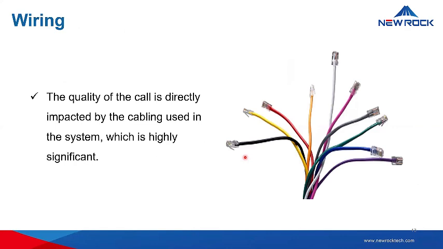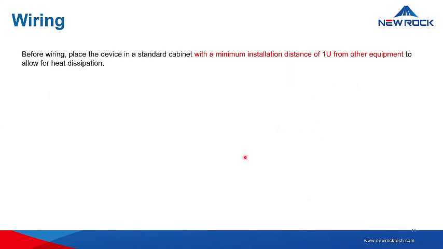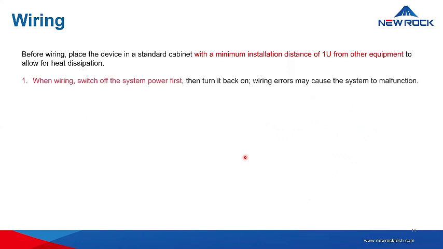The quality of the call is really impacted by the cabling used in the system, so this is also very significant with regards to wiring. Before wiring, you need to make sure that you are using a standard cabinet with an installation distance of 1U from any other equipment. This is to allow heat dissipation. And when wiring, you need to make sure that the system is powered off, because otherwise, if there is any miswiring, it will cause issues or system malfunction.